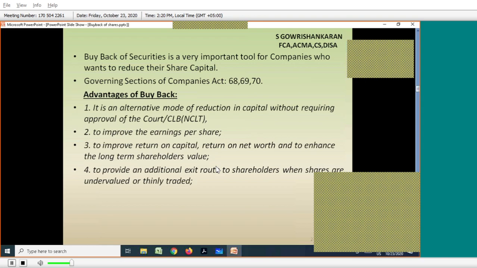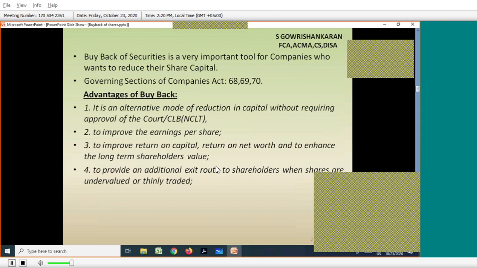Their share prices are traded at a very low price. Investors and shareholders are frustrated. Why is this company's share not getting more benefit? We are not getting any increase in this share in the market. Even though this company is performing well, its share price is quoted at a very low price. What to do? We are not able to sell in the market. Nobody is ready to purchase.